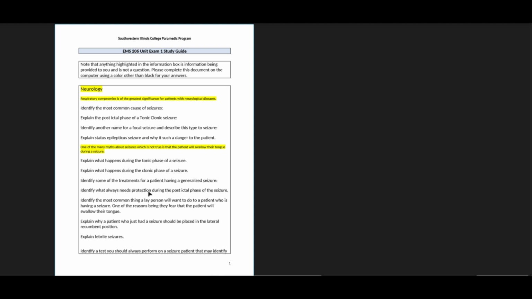Identify what always needs protection during the postictal phase of the seizure. So that's going to be the patient's airway, because during the postictal phase, they're very obtunded. They're potentially not able to maintain their own airway.